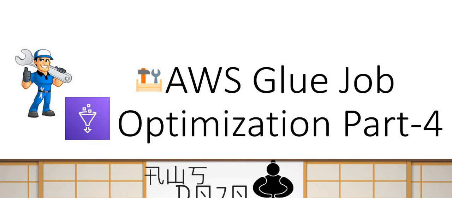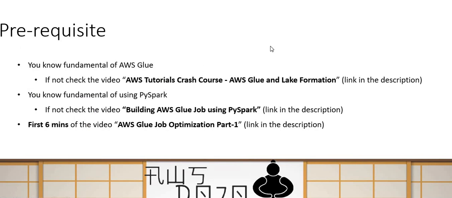You know that we have started a series about AWS Glue Job optimization, and this is part 4 of that series. So let's get started.